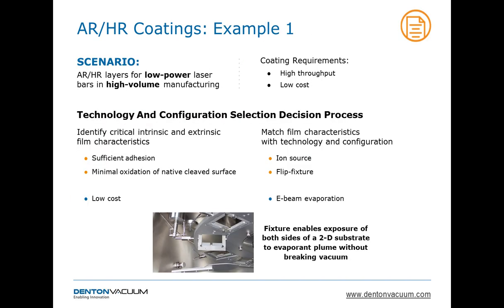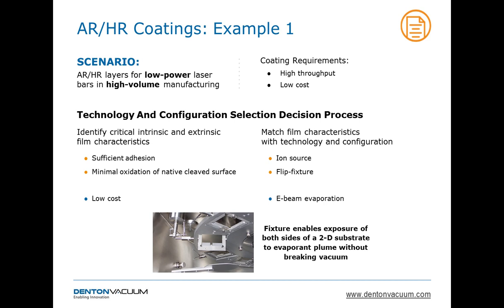And going from these examples, how do we translate our desired film properties into the process equipment selection? Let's examine the following scenario. We have AR/HR layers for low power laser bars in a high volume manufacturing setting. These would translate into coating requirements mostly related to cost, higher throughput, lower cost. Going down one step, the technology and configuration selection decision process would go something like this.